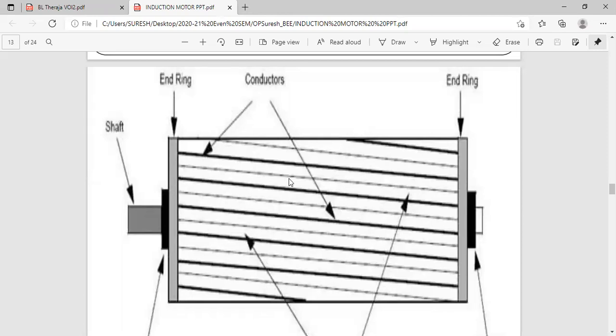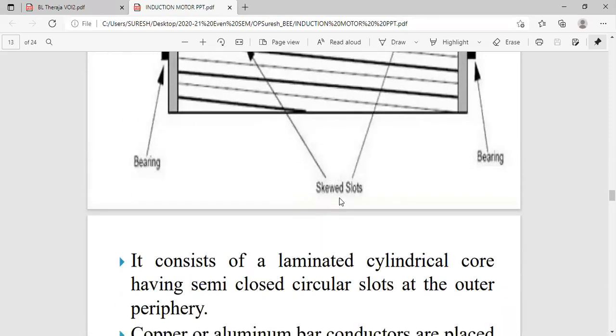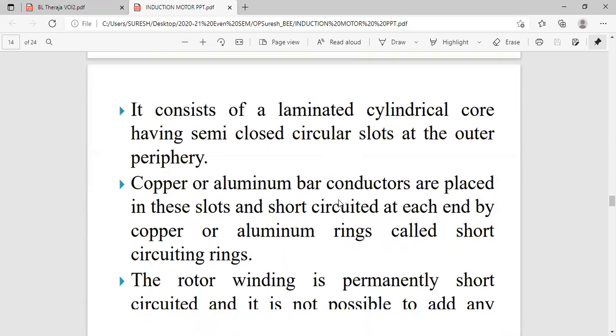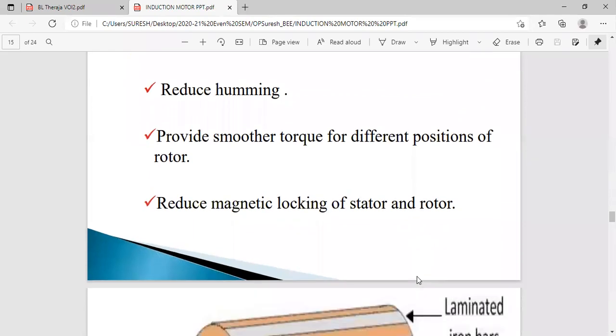In each slot, they are placing one copper rod. In this slot, one copper rod, like this. Three-phase star connection. Skewed slots. Why skewing is given means two advantages. One is to reduce the magnetic hum, and the other is to reduce the locking tendency in between the stator and rotor teeth. Reduce magnetic humming. Provide smoother torque for different positions of the rotor. Reduce magnetic locking of stator and rotor teeth.